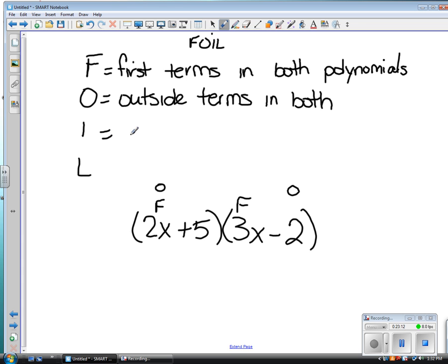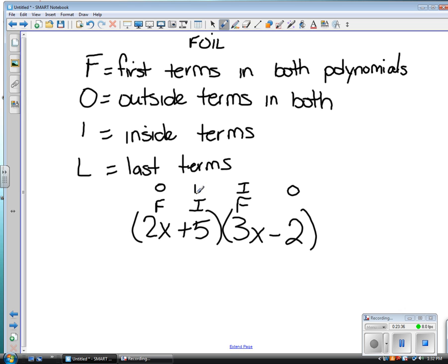What do you think the I is? Inside pieces. So the inside terms. So that's going to be 5 and 3x, right? And what do you think the L stands for? If it's not the first, it's probably got to be the last. So the last terms. So you're going to multiply 5 and the negative 2. So that's what they call FOIL. First, outside, inside, last. Now, we already did that.